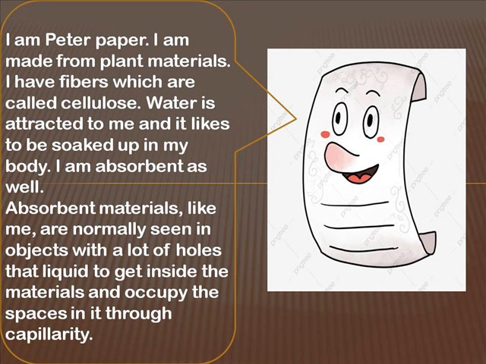I am Peter Paper. I am made of plant materials. I have fibers which are called cellulose. Water is attracted to me and it likes to be sucked up into my body. I am absorbent as well. Absorbent materials like me are normally seen in objects with lots of holes that allow liquids to get inside the materials and occupy the space in it through capillarity.